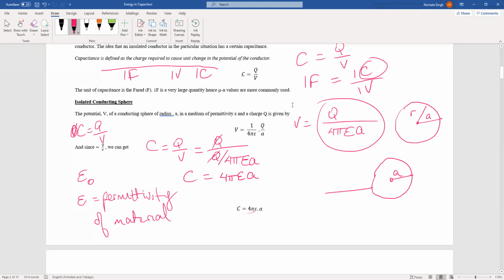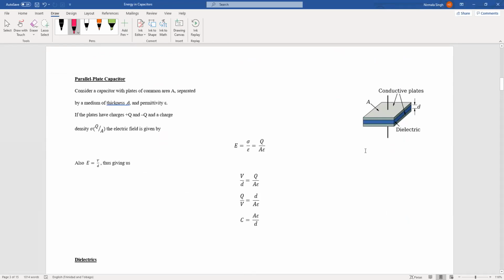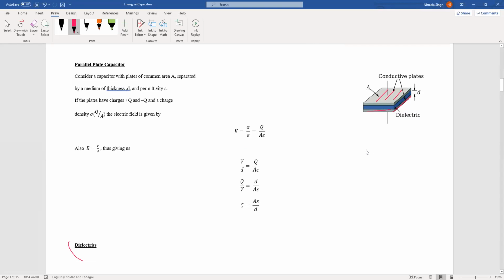Okay, moving on, parallel plate capacitor. This is the one that we use almost all the time. All our capacitors, even the capacitors we use in school, are parallel plate capacitors. So simply looking at the diagram, we have 2 conducting plates, that's the gray plates here. And then we have a material in the middle called a dielectric. We're going to look at dielectrics right after we do the maths.